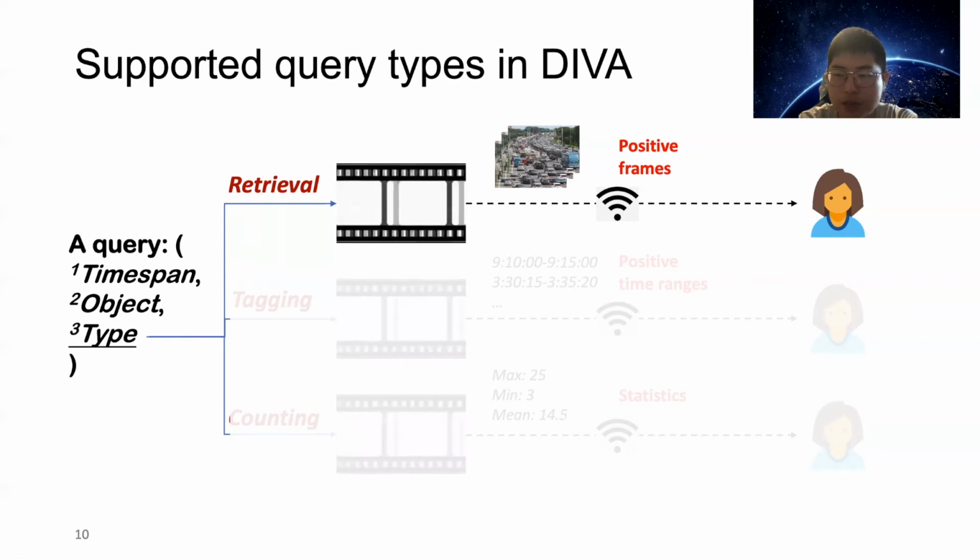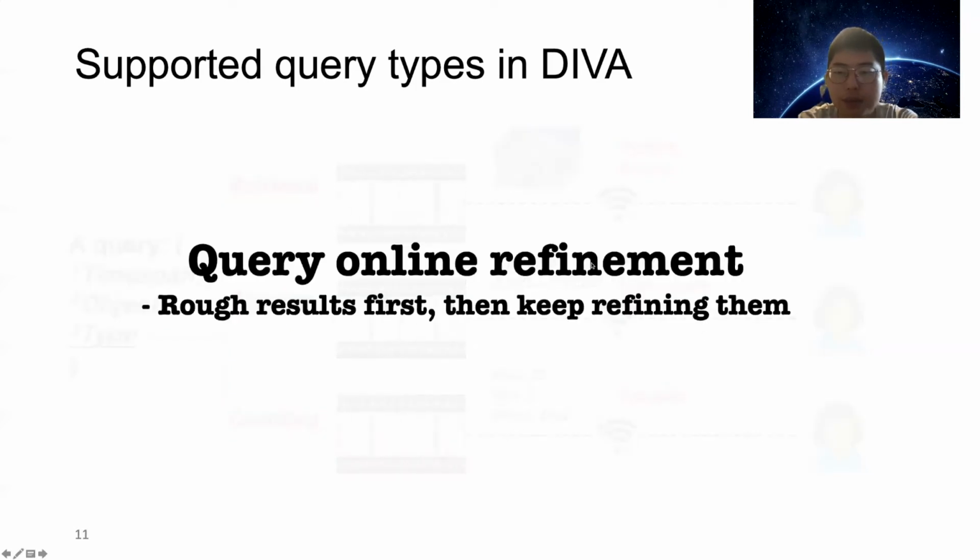I want to emphasize that the key designs of our system are valid for different video query types, although there are a few ad hoc policies to be tailored for those query types. Another key concept we introduced into DIVA is what we call query online refinement, a concept borrowed from the database community. It means the system should deliver incomplete but useful results to users as early as possible so that the users can inspect them first hand.